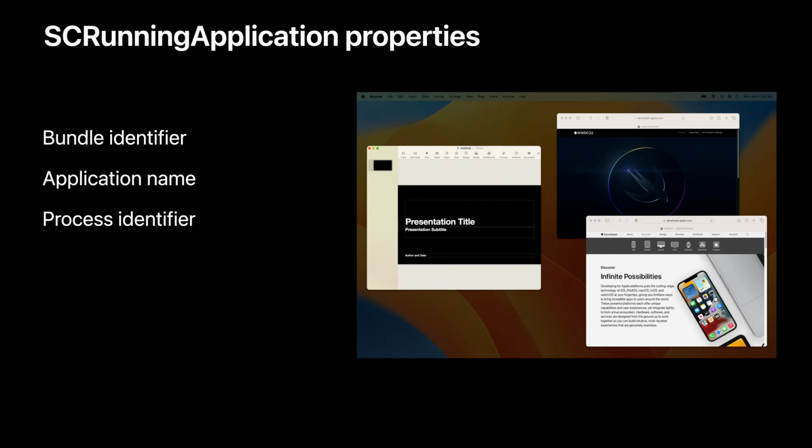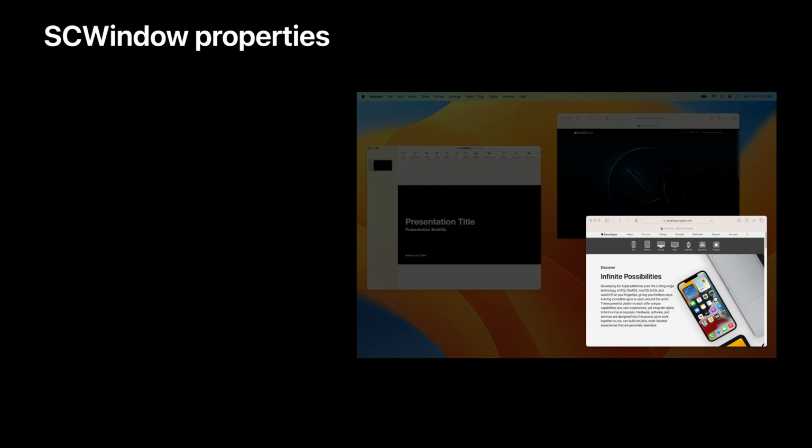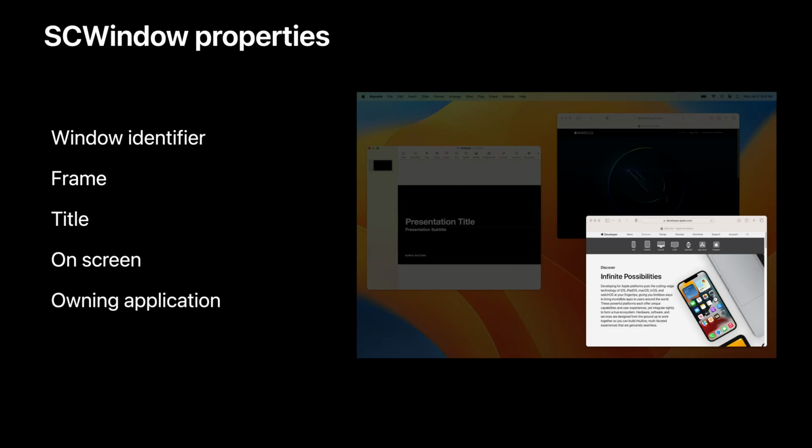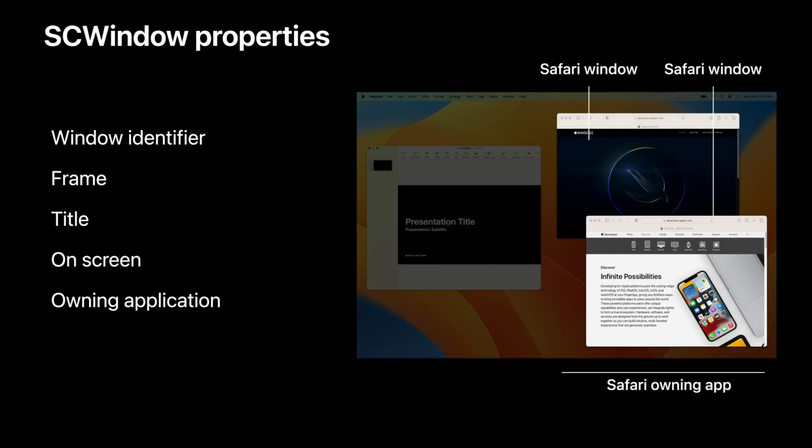In the example here, there will be an SCRunningApplication for Keynote and Safari. And of course, these applications have windows. These windows will have a corresponding SCWindow with read-only properties that define the window, such as window ID, frame, title, and if the window is on screen or minimized. The SCWindow will also have an owning application. In this case, both Safari SCWindows will have the same Safari owning application.